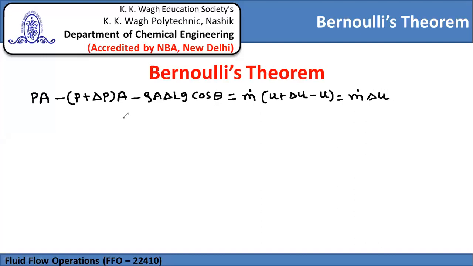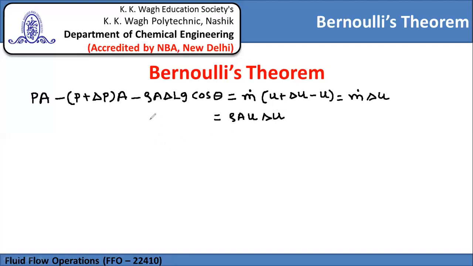So m dot delta u is the mass flow rate, and we will convert it from the volumetric flow rate as rho A into U. So A into U is a volumetric flow rate, and if we multiply it by a density, then it will be converted into mass flow rate into delta U.